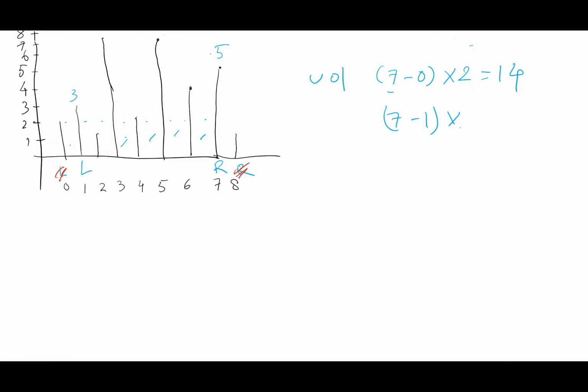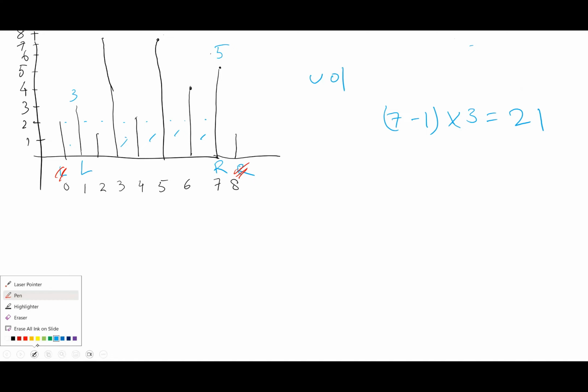So minimum of 3 and 5 is 3, and this is 21. Now you see the volume has increased to 21, right? Next we move, so for the next ones I will just fasten it. So we are going to move the smaller wall, and the new left is going to be here, right?